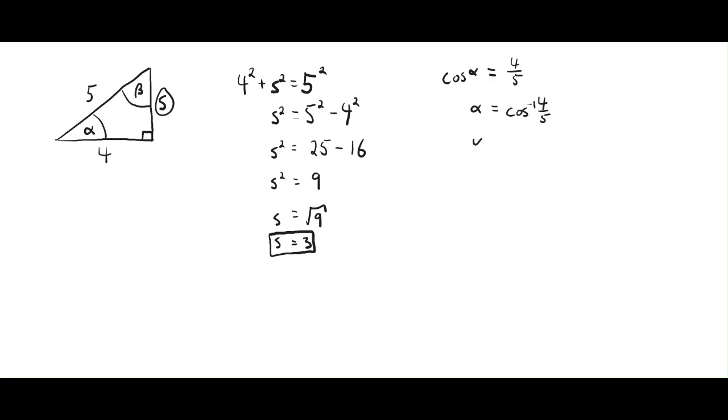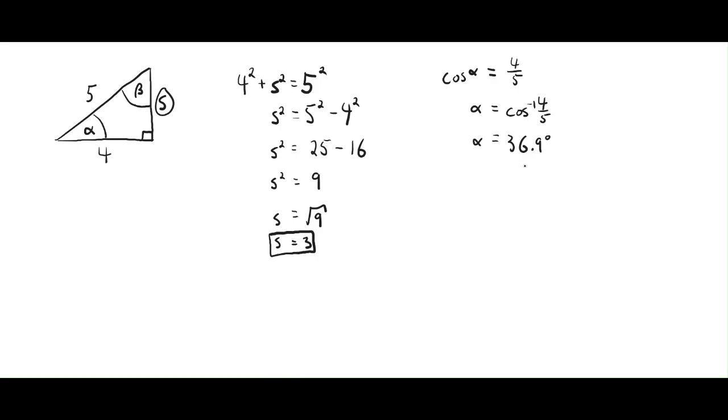So alpha equals 36.9 degrees. Now, we could find beta by using a trigonometric function. For example, sine of beta would be the opposite over the adjacent side. Or we could also use just the fact that all three angles of a triangle have to add up to 180 degrees. I think that one's a little bit simpler, so let's do it that way.